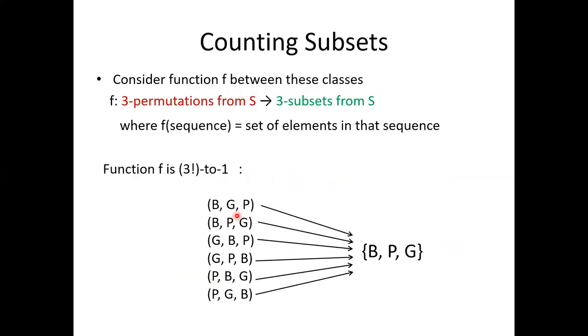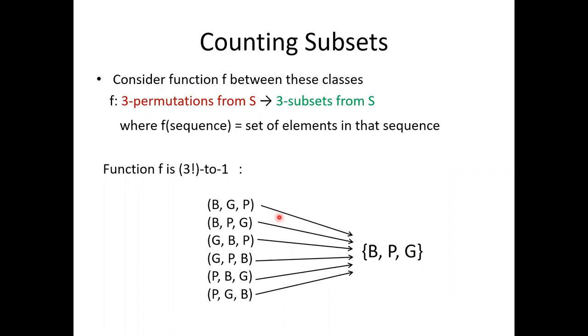In general, it's this function that takes a particular sequence and creates a set that has all the elements of the sequence. It is a function which is k to 1, where k is equal to 3 factorial here. Okay. So if these are r element permutations and r element subsets, this would be r factorial. And here is why, right? So what's 3 factorial? It's 6. And these are, for example, all the sequences which would get mapped to the same set, BPG. Okay, these three colors.